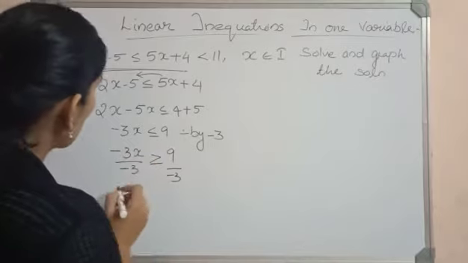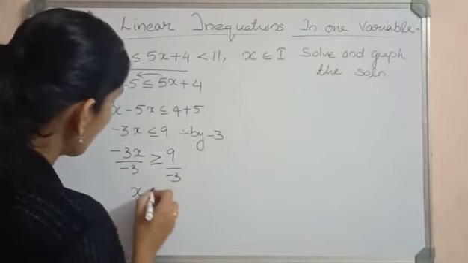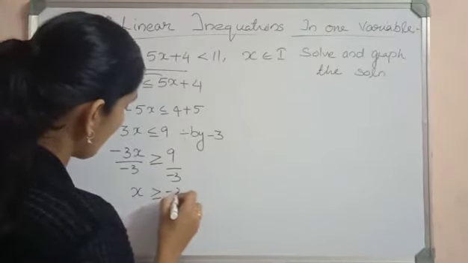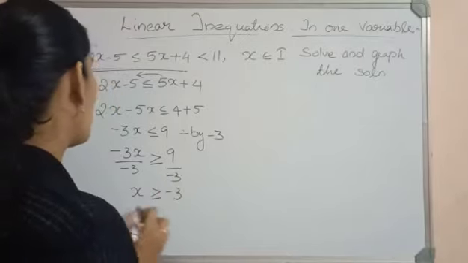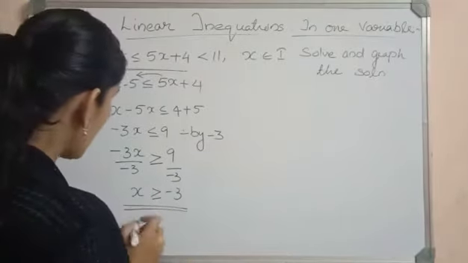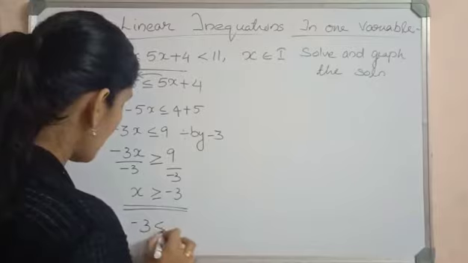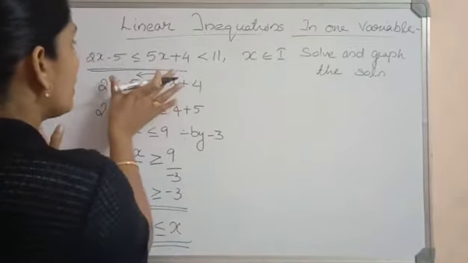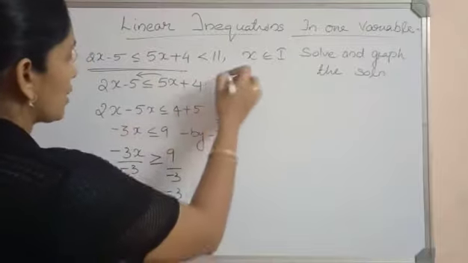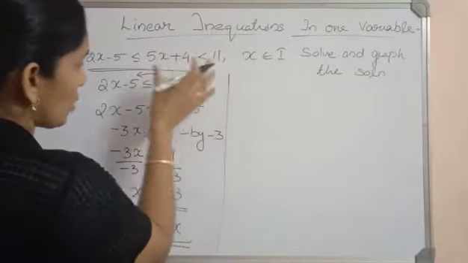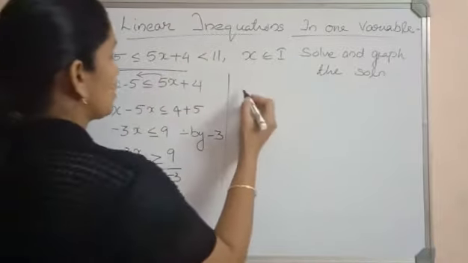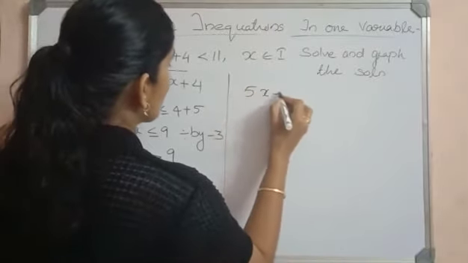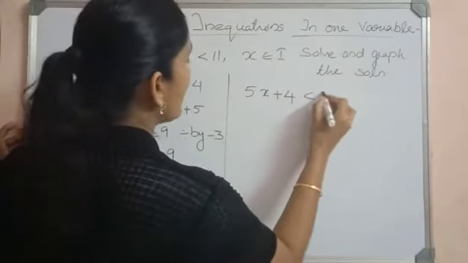Now cancel minus 3 on both the sides. You get x greater than or equal to minus 3. 9 by minus 3 is minus 3. That is one part, and this is equal to minus 3 less than or equal to x. This is the reduced form of the terms on the left side. Now we have to consider the terms which are on the right side of the linear inequation. So this becomes 5x plus 4 less than 11.